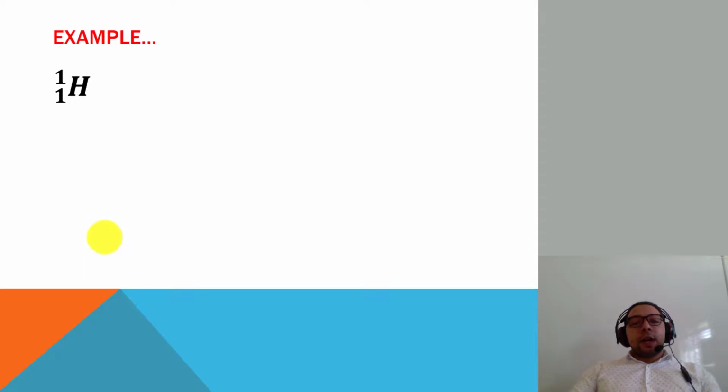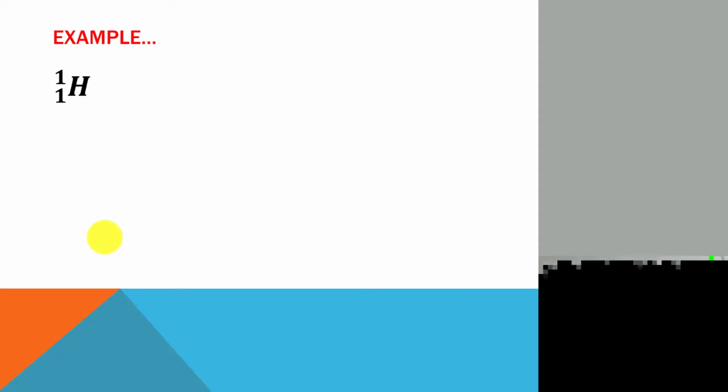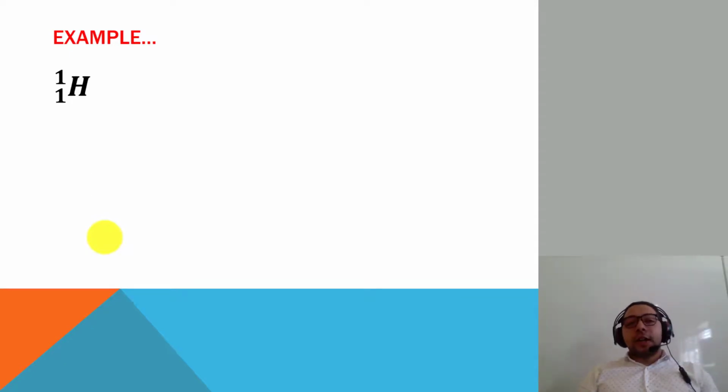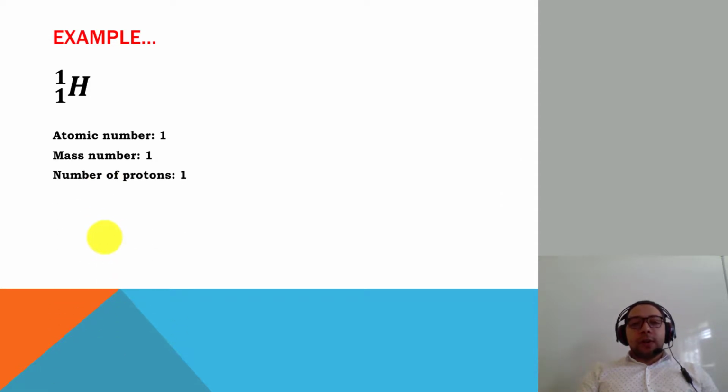Perfect. Another example, hydrogen. Hydrogen has a small exception because hydrogen has an atomic number which is the same as the mass number. So I'm going to show you the exception right now. We have the atomic number 1 and we have the mass number 1. Number of proton is the value of the atomic number, so it's 1. Number of electron, the value of the atomic number, so it's 1.